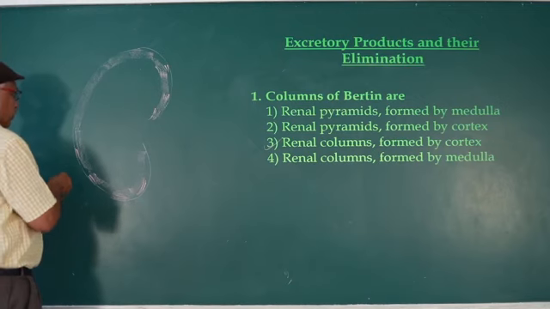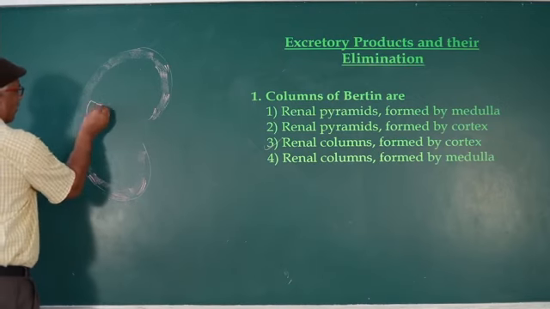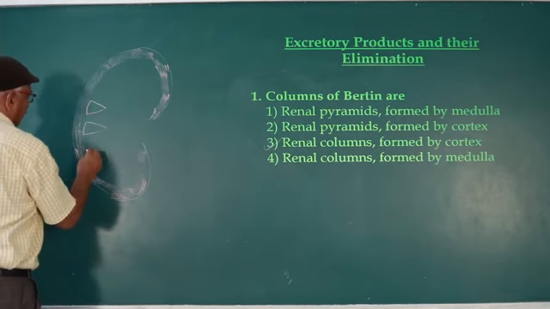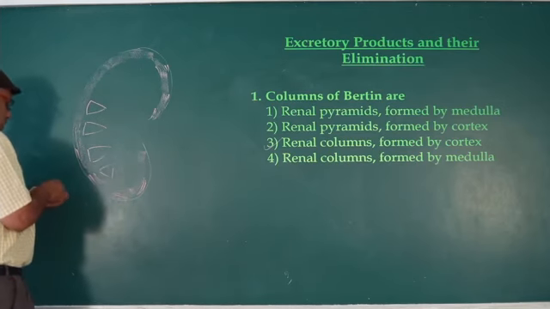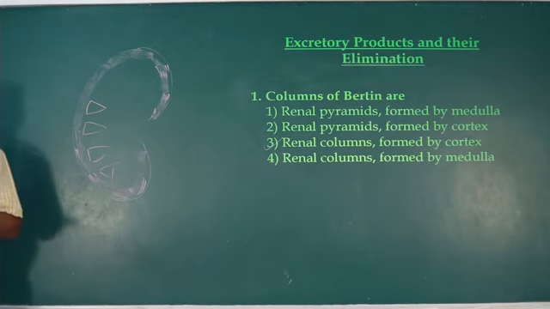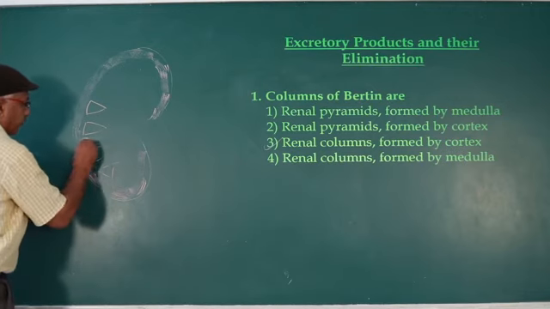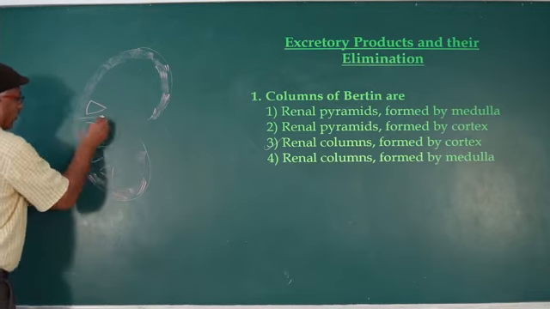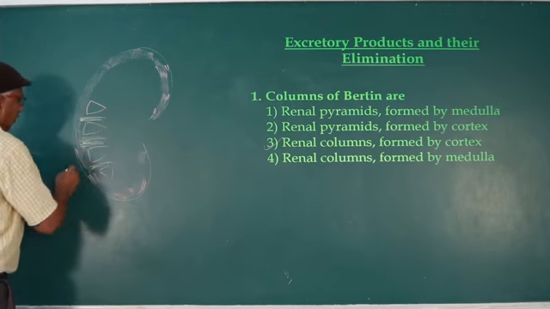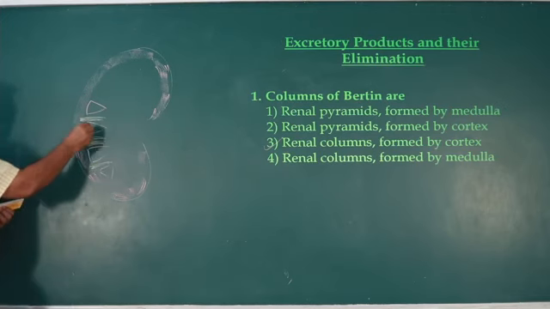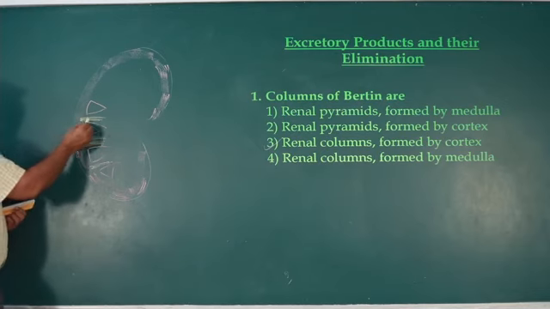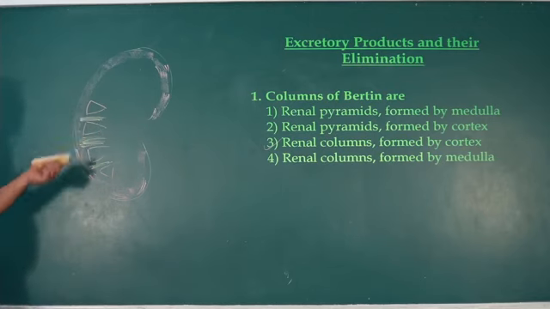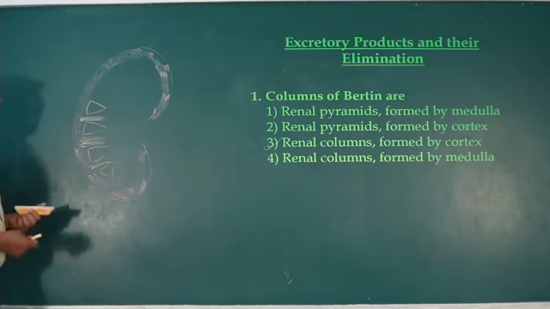Cortex, medulla. So outer cortex, inner medulla. Medulla is in the form of renal pyramids. Cortex extends between the renal pyramids, known as columns of Bertini or renal columns.